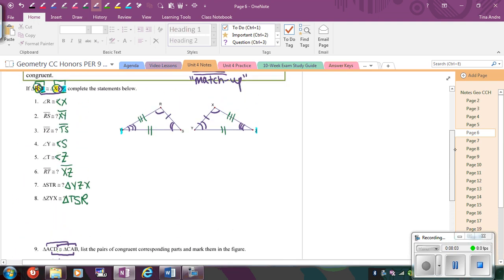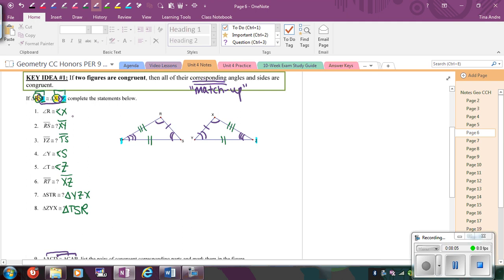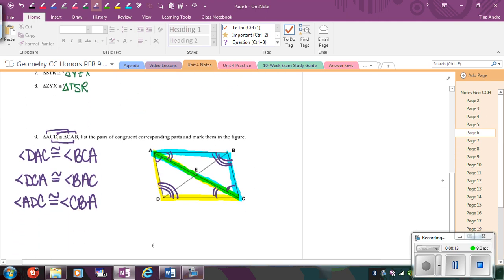Versus up top here, angle R and angle X, there's only one angle at vertex R, and there's only one angle at vertex X. That's why I could just name it using the vertex. Remember, the other option too is to put numbers in there and use numbers to name them. But for the sake of this, I wanted to use the letters since we're really talking about the ordering of the letters. So then from here, we can talk about the sides.